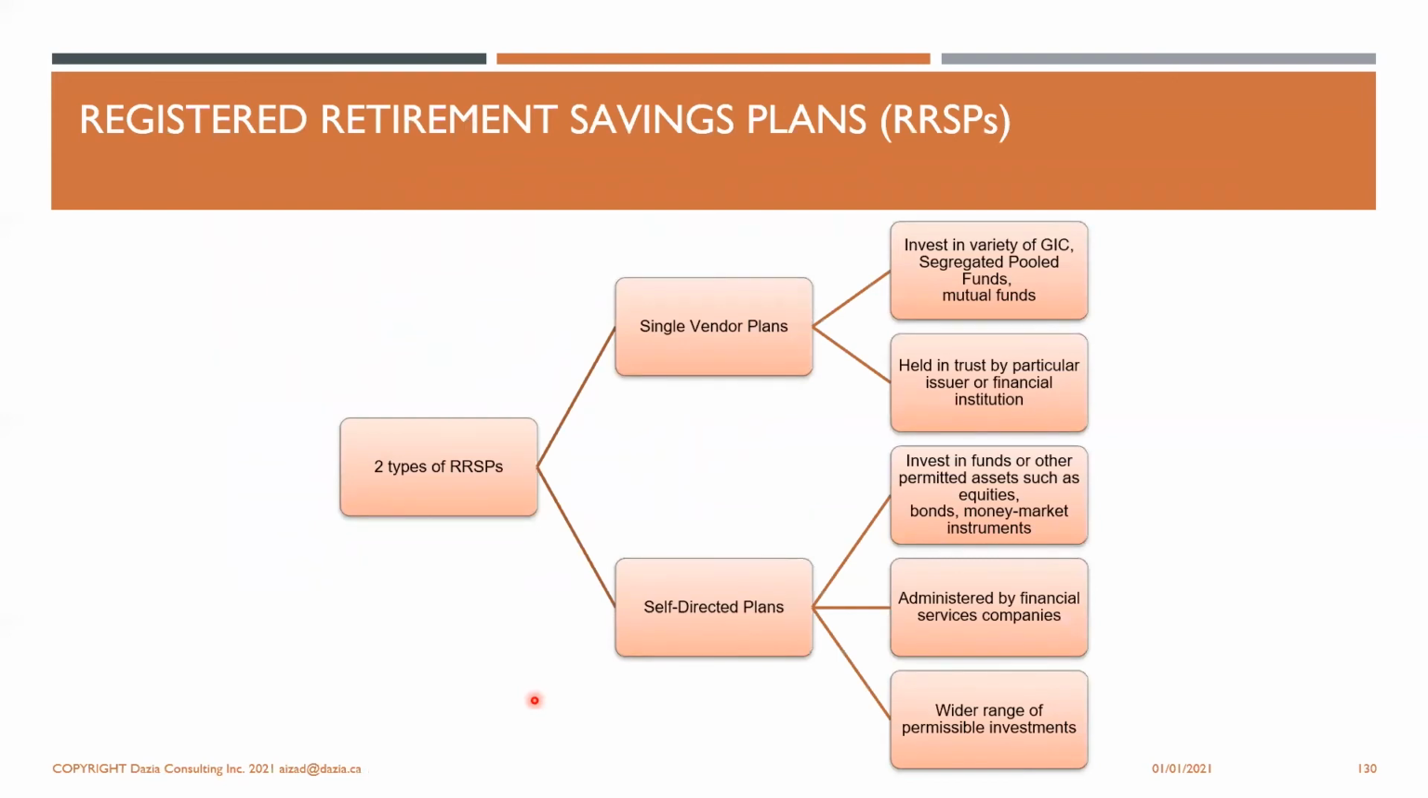So, a summary of RSPs. There are two types of RSP: single vendor and self-directed. Under the single vendor plans, they can be invested in different types of GICs, segregated funds, pooled funds, mutual funds. They're held in trust by a particular issuer or financial institution. In the self-directed plans, you can invest in funds or other permitted assets like equities, bonds, money market instruments, and they are administered by financial services companies. And there are many other options they can do in the self-directed plans.